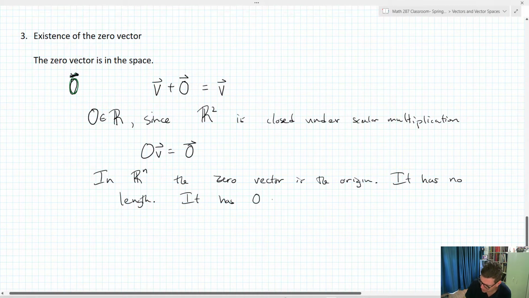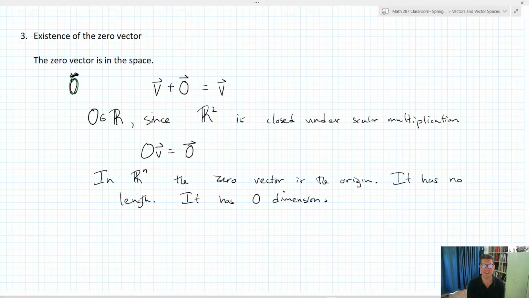Every other single vector is going to be one-dimensional. But the zero vector actually has zero dimension. It doesn't have length, it doesn't have width. It's the only vector that is simply a point. So it's zero-dimensional, versus every other vector, which is going to end up being one-dimensional. And so this zero vector is going to end up becoming really, really important.